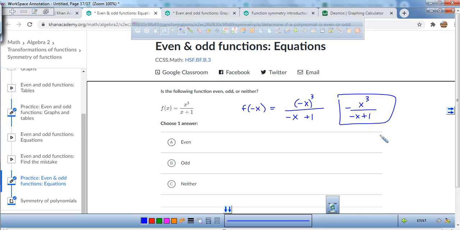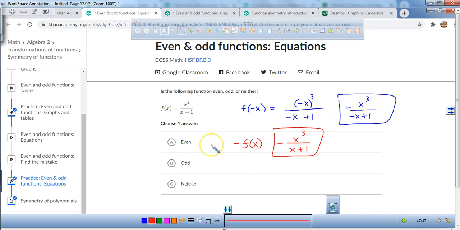So what is that? Did that end up being our original function? No, it's totally different than our original function. But what would negative f of x be? Because if it's negative f of x, it's going to be an odd function. Well, negative f of x would be this. But here I have a negative in the numerator and I have a negative in the denominator. So I'm going to say that's going to be neither. Okay, that's what I'm going to select.